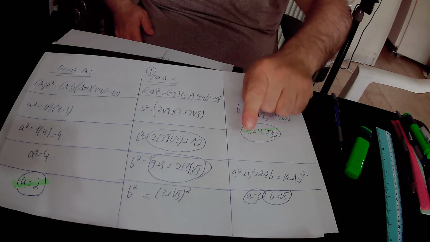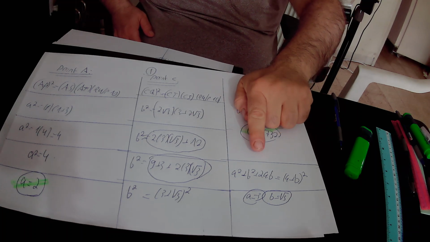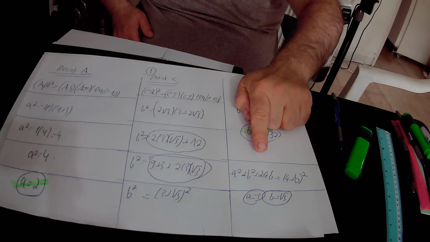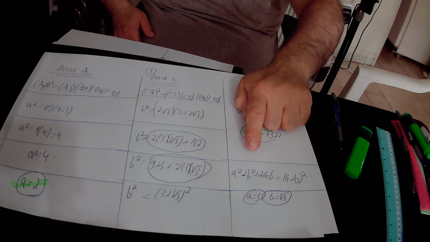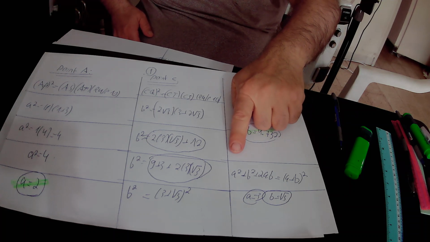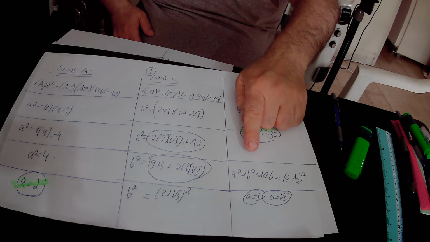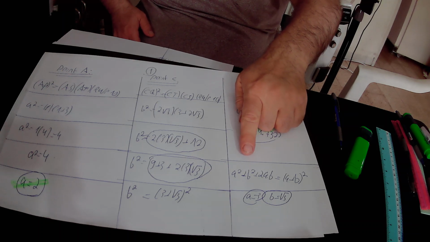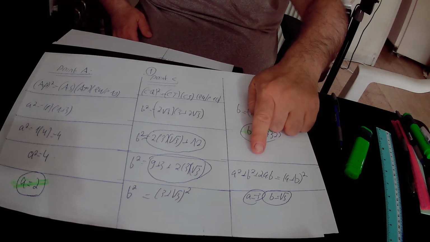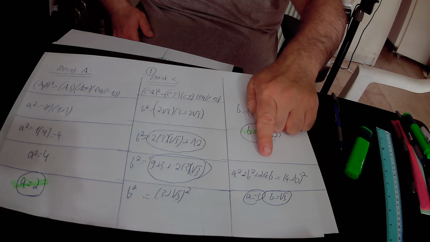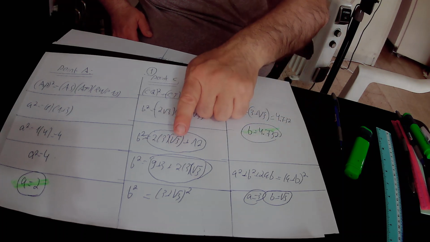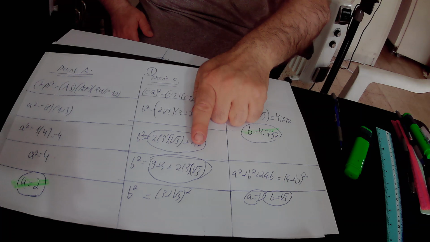This expression 9 plus 3 plus 2 times 3 times square root of 3 is equivalent to the algebraic identity a square plus b square plus 2 times ab, which equals a plus b squared. If we substitute a in this algebraic identity by 3 and b by square root of 3, we get that a squared plus b squared plus 2 times ab equals exactly 9 plus 3 plus 2 times 3 times square root of 3.